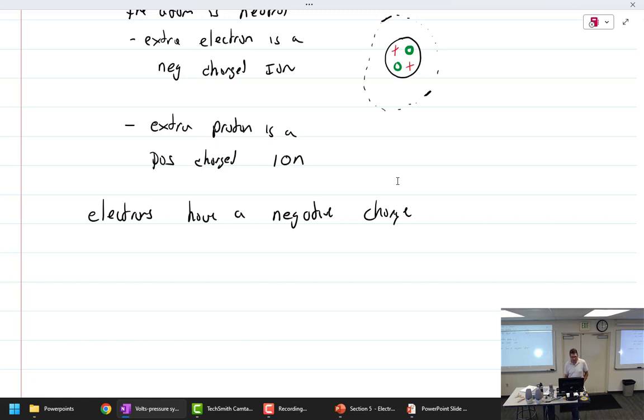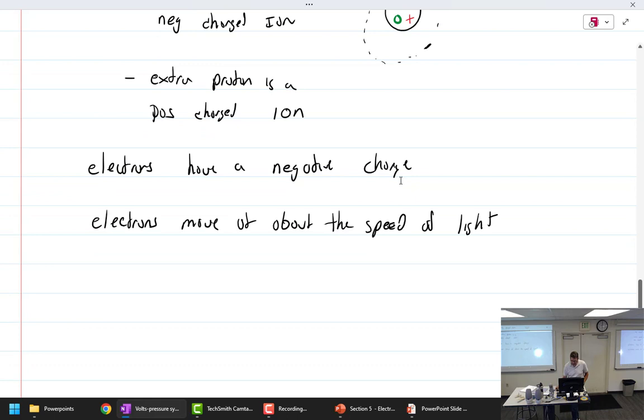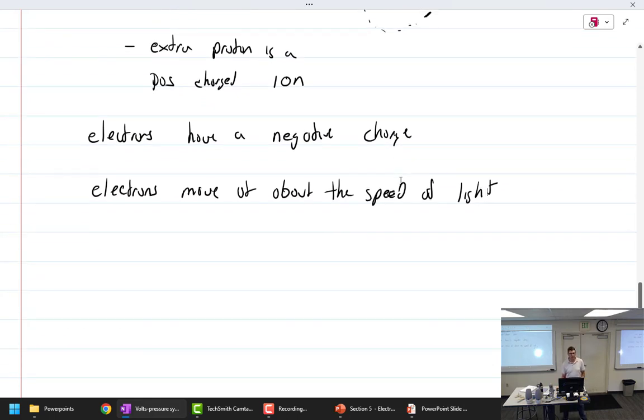All right, they are very fast. So electrons move at about, it's hard to calculate, about the speed of light. What is the speed of light? 186,000 miles per second. That is reasonably accurate.